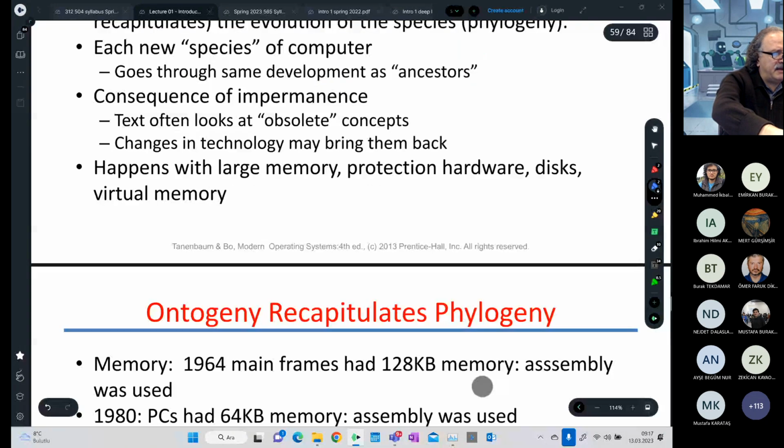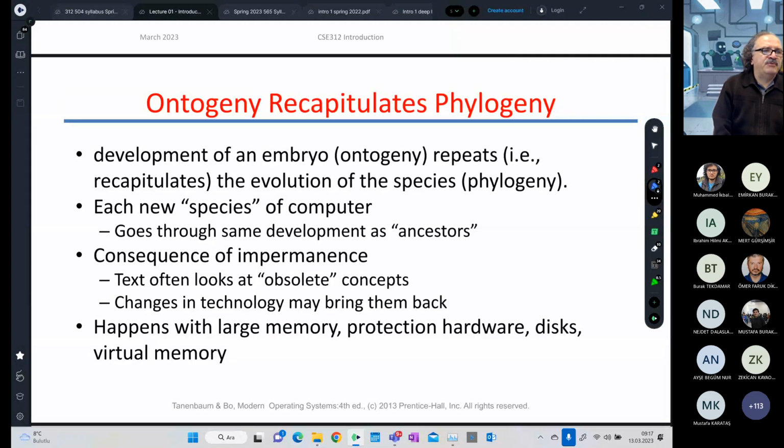That's what we mean by ontogeny recapitulates phylogeny. Okay, good.